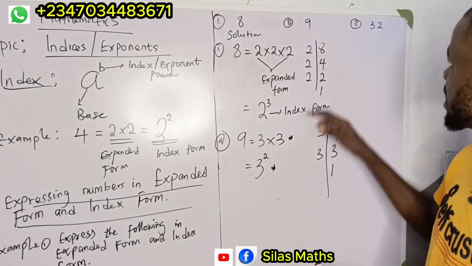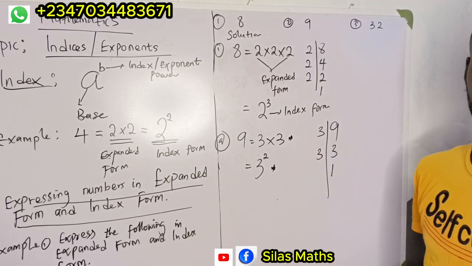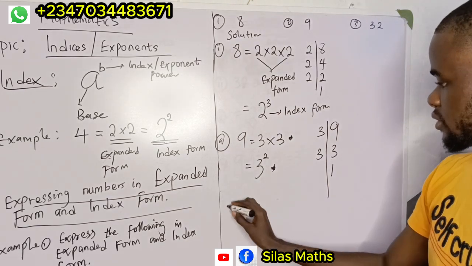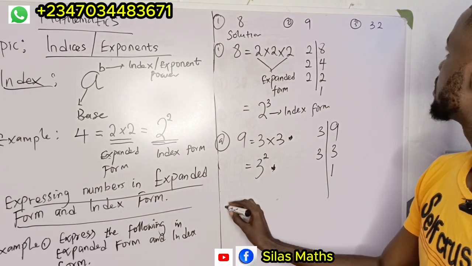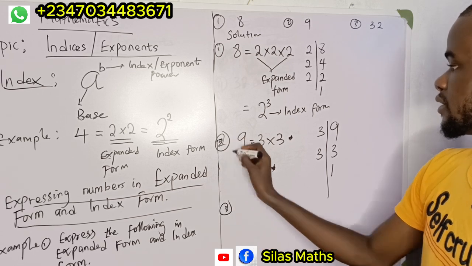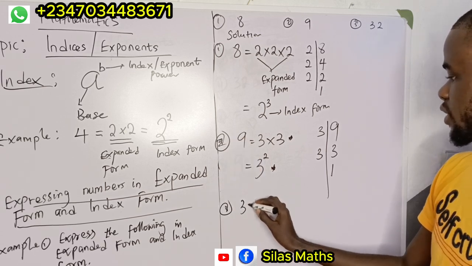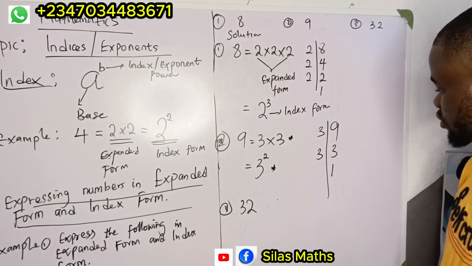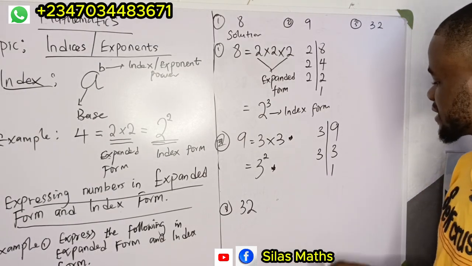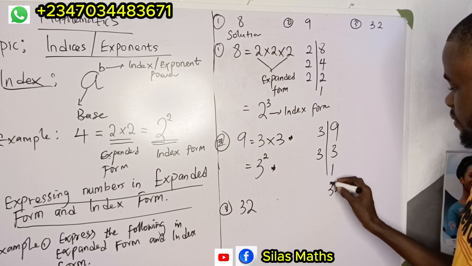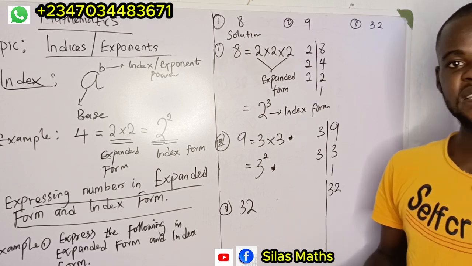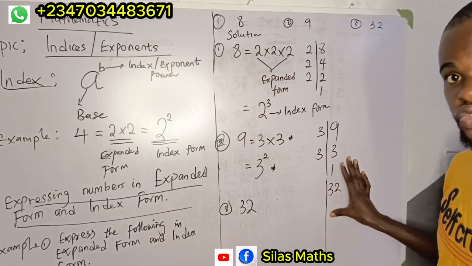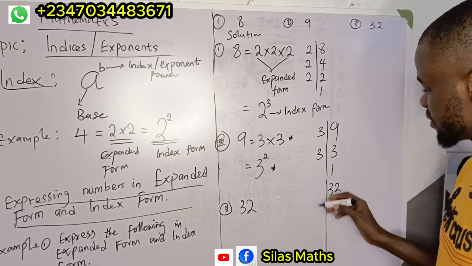All right. So let's go ahead with the last one, which is 32. That's number 3. So we want to express 32 in expanded form. We go ahead and prime factorize 32 as well. This is my 32. Now another question is, what is the least prime number that can divide 32? That number is 2. So we go ahead and use 2.